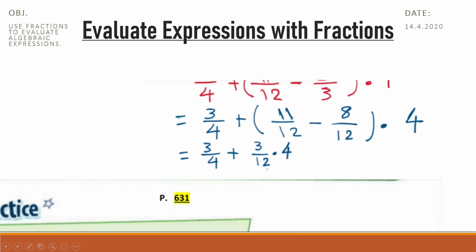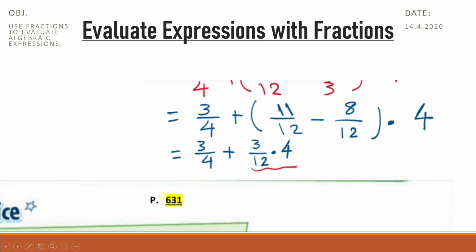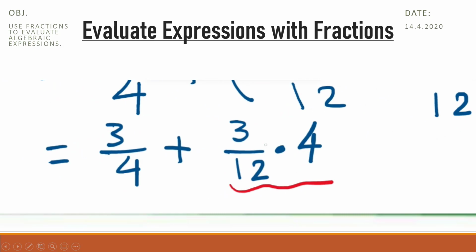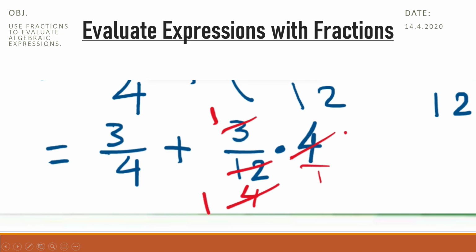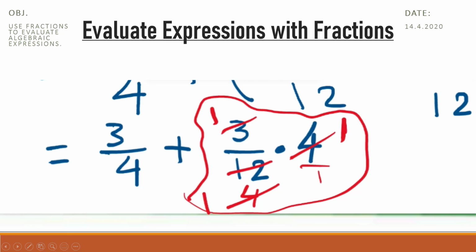Multiply 3/12, multiply it by 4. Okay, we can simplify this, guys. We have 12 and 3 are divisible by 3. So 3 divided by 3 is 1 and 12 divided by 3 is 4. When we multiply by 4, we have here denominator 1. We can simplify. We have 4 here and 4 here. Both are divisible by 4. 4 divided by 4 is 1, 4 divided by 4 is 1. So 1 multiplied by 1 over 1 multiplied by 1, that's all 1. So the value of all this is 1.